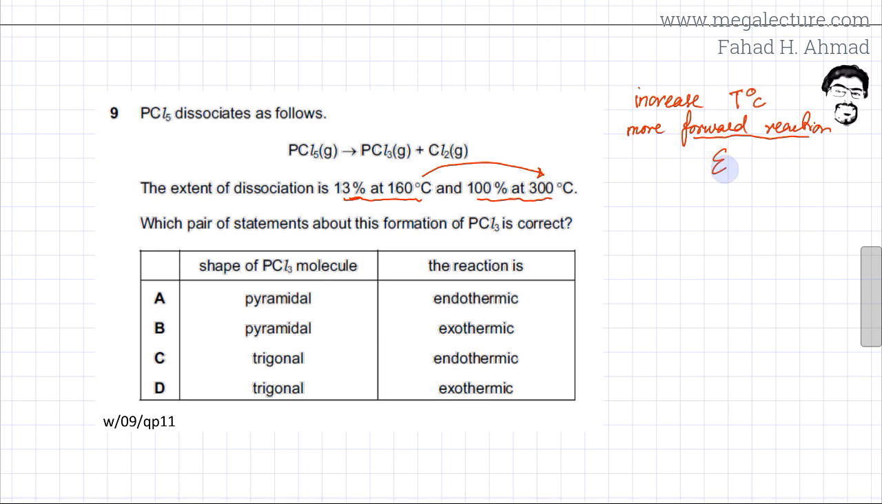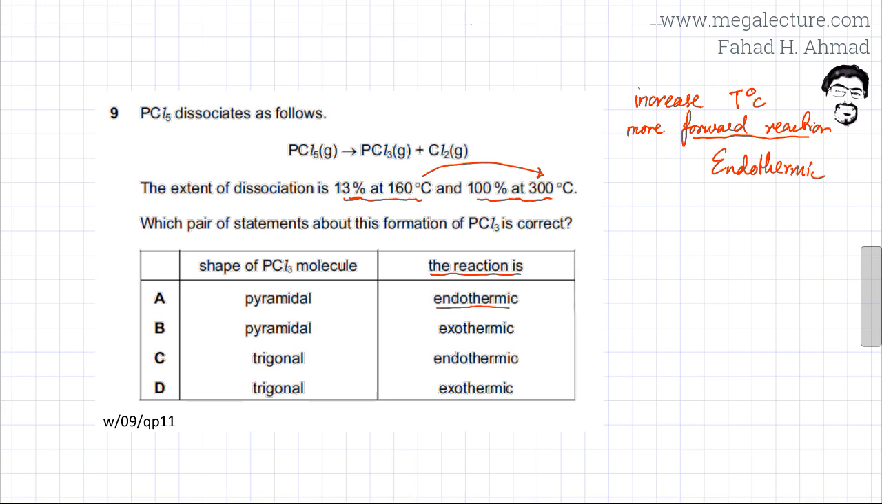endothermic, because endothermic reactions are favored if you increase temperature. Exothermic reactions, vice versa, are favored if you decrease temperature. So endothermic reactions need energy. If they need energy, they need a higher temperature. So if you increase temperature, endothermic reactions are favored. So one thing we have figured out is that the reaction is going to be endothermic.